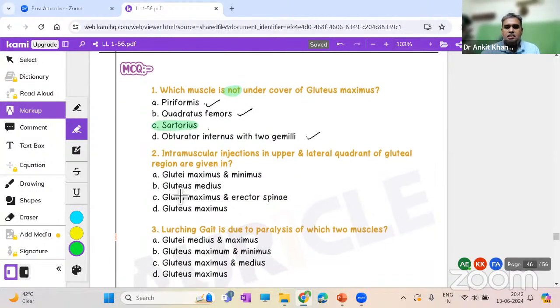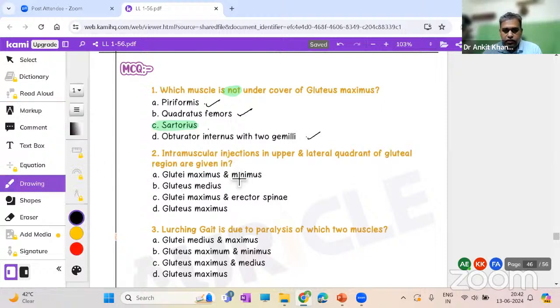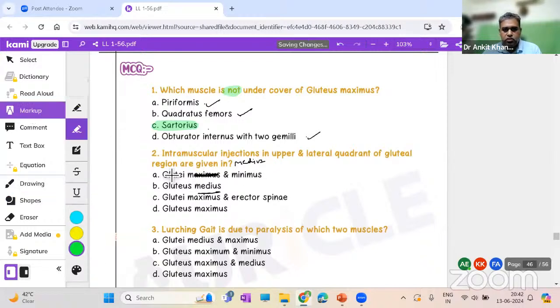Second question: IM injection, upper and lateral quadrant of the gluteal region, is given in which muscle? Here we have gluteus maximus and minimus, gluteus medius, gluteus maximus. Obviously, it was gluteus medius. If we can correct this option to gluteus medius and minimus, it will be the best option, because it is basically going into gluteus medius mainly and also into minimus. But yes, you got the point.